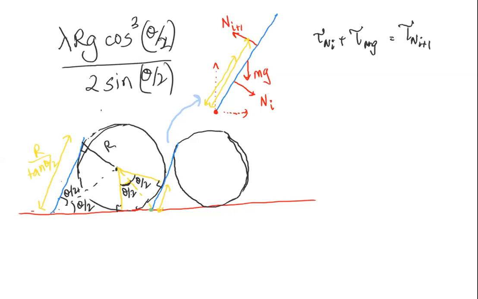Okay. So this means that the distance up to this mg is R by 2 tan theta by 2. And the distance up to this Ni, what is this distance, this yellow arrow I made here? It will be R tan theta by 2.